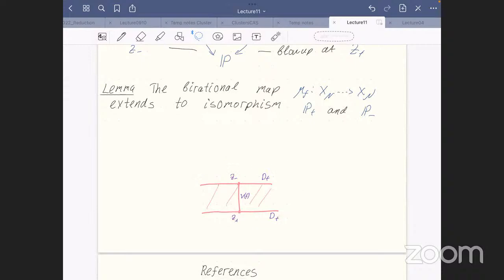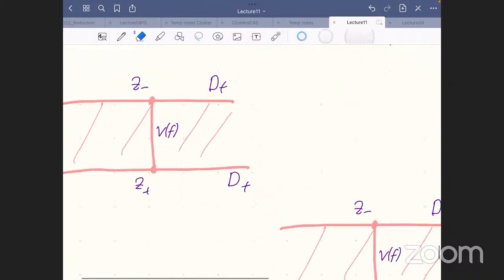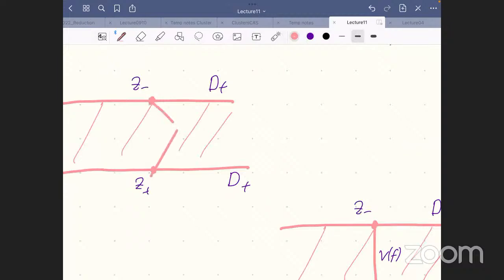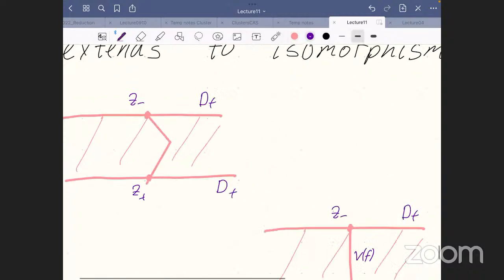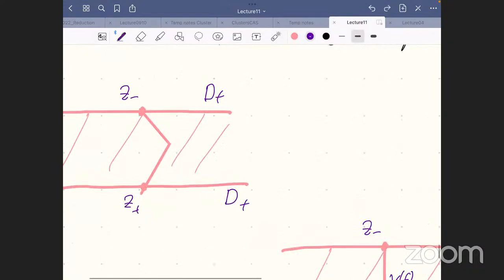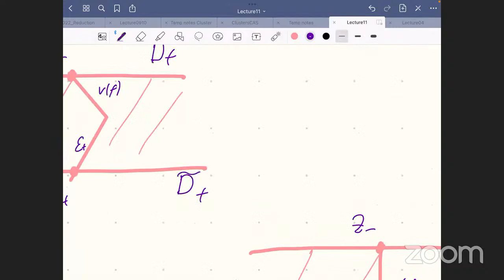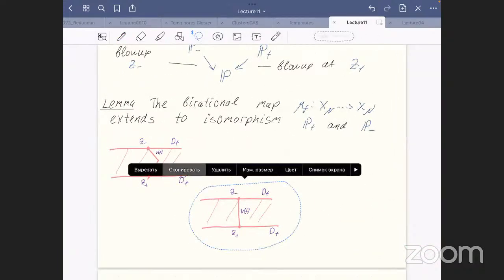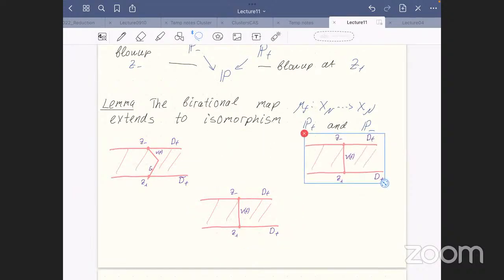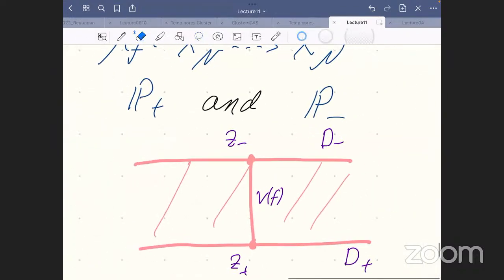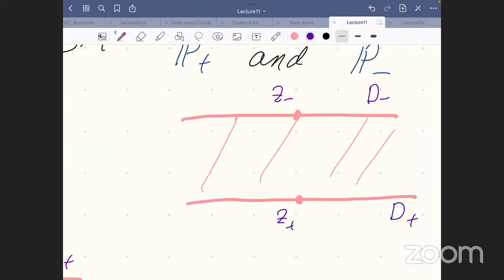Now we perform a blow up. What will it do? It will add an exceptional line here. So this will be V of f, and this will be some exceptional line for the first blow up, and this will be d plus tilde, the proper transform. And here should be d minus, and here we blow up another point. So we add an exceptional line here. This is E, this is V of f, this is d minus tilde.